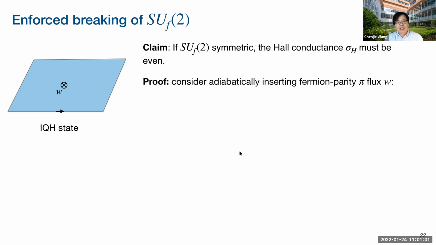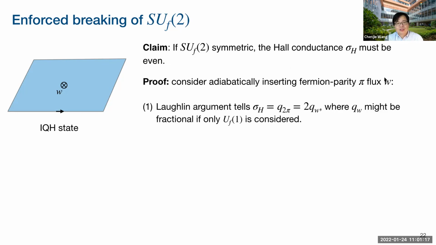This argument is actually not that complicated, so that's why I want to share it with you. Consider adiabatically inserting a fermion parity flux W, which is a pi flux, associated with the U(1) symmetry, U(1) particle number conservation. First of all, we know the Laughlin argument. It tells us that the Hall conductance is equal to the charge accumulated on a 2 pi flux that we insert. If we insert 2 pi flux, we get Q_2pi. But W is a pi flux, so the charge on the 2 pi flux is equal to twice that of the pi flux.